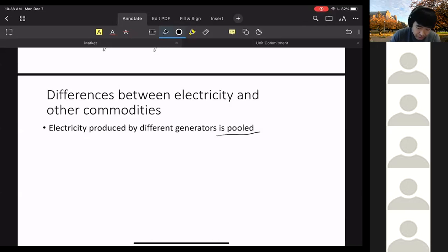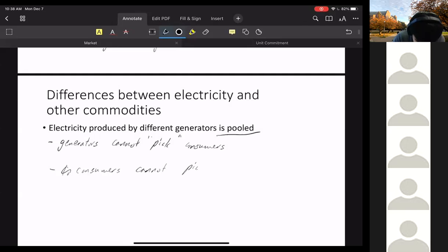What practically this means is that generators cannot pick consumers, and consumers cannot pick generators. We cannot pick. There's no way to differentiate the electricity generated by one generator from the other. That's very difficult to do.